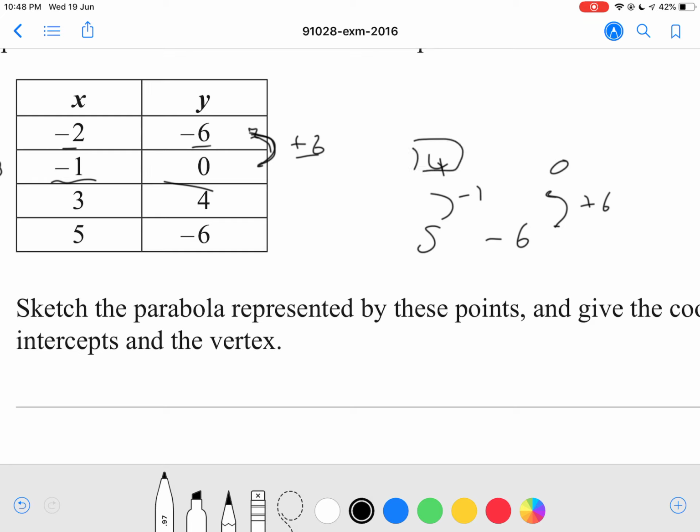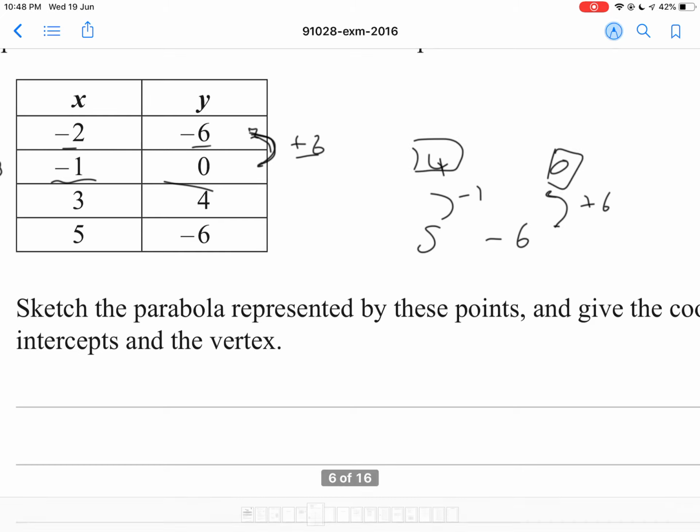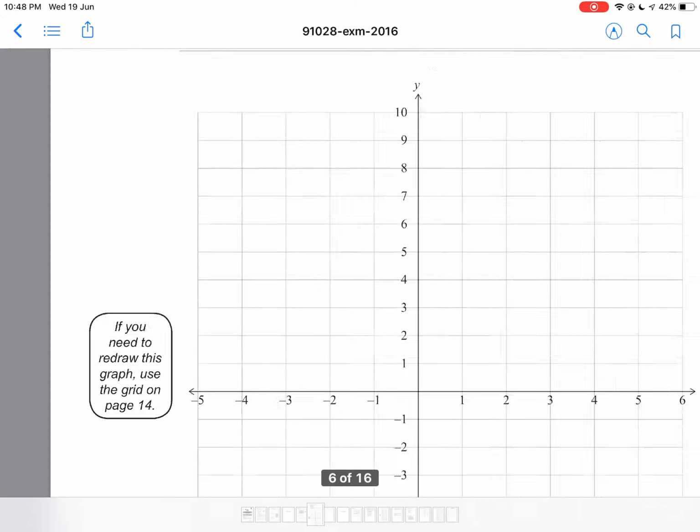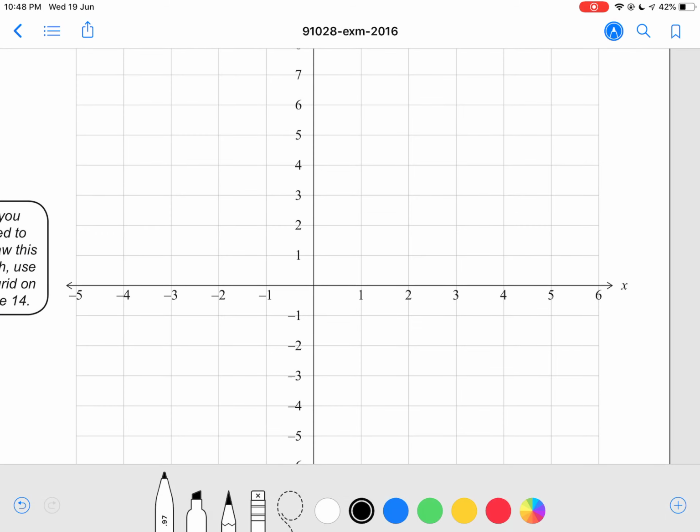And so when x equals 4, y equals 0. Therefore, when x equals negative 1, y equals 0 as well. So therefore, we have both our x-intercepts. We have one at... no, we do not have one at negative 4. We have one at negative 1, and we have one at 4.